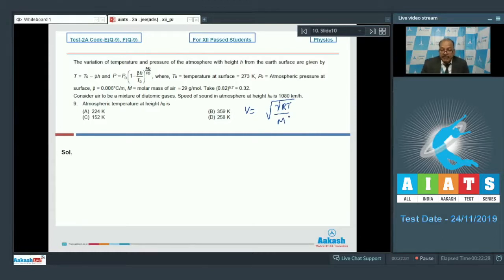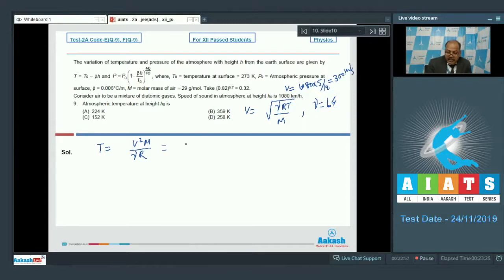is the adiabatic exponent, and for a diatomic gas the value of gamma will be 7 by 5 or 1.4. So since we have V and gamma is known, R is known, capital M is known, we can find T. So expression for T then becomes T is equal to V square M upon gamma R. Let's put the value of V. V is given as 1080 km per hour. So the value of V in SI units will be 1080 multiplied by 5 by 18. So that is equal to 300 meter per second.